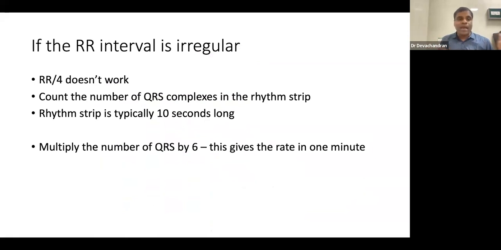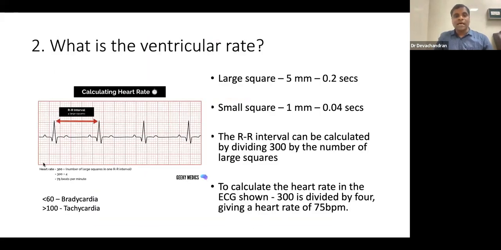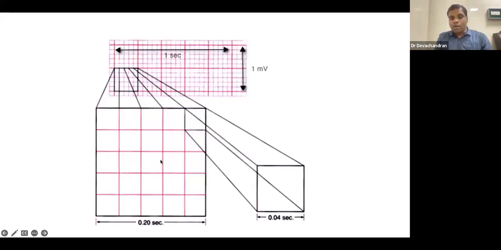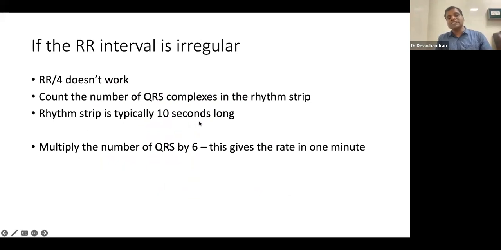For example, a patient has atrial fibrillation, where the RR is irregular, where the heart rate can be high, can be normal, can be low. QRS is irregular. If the RR interval is irregular, then this formula does not work. What you have to do is, there are 5 boxes in 1 second. You have to calculate the number of QRS complexes in 5 segment duration, or the other way is, the rhythm strip is typically 10 seconds long.